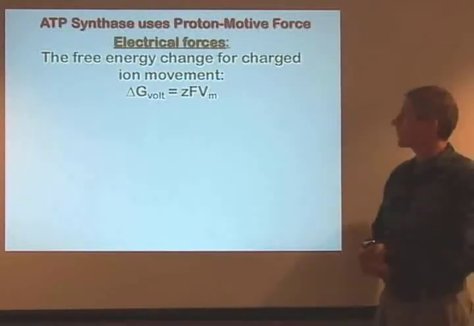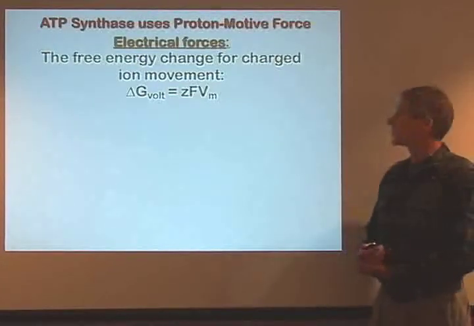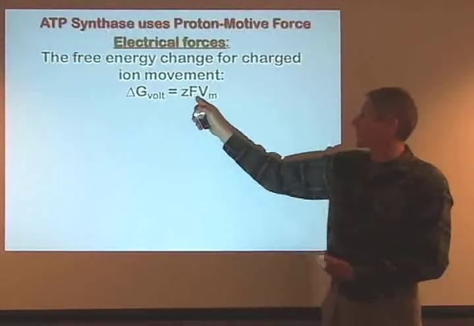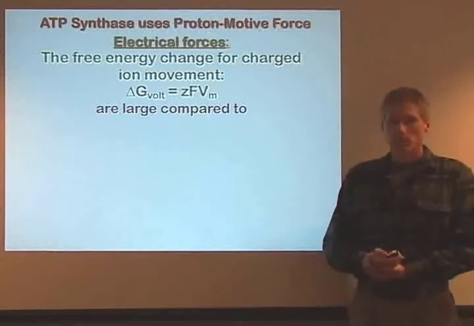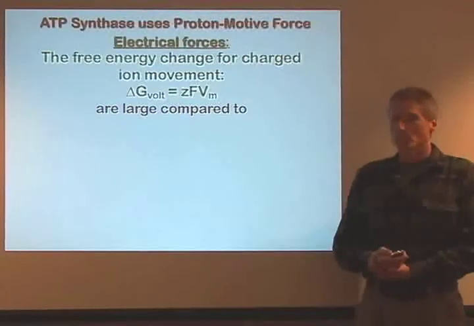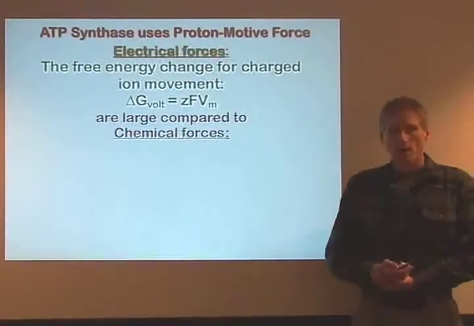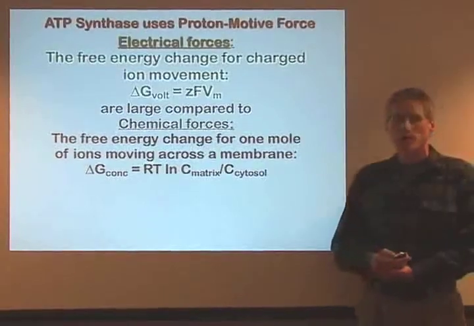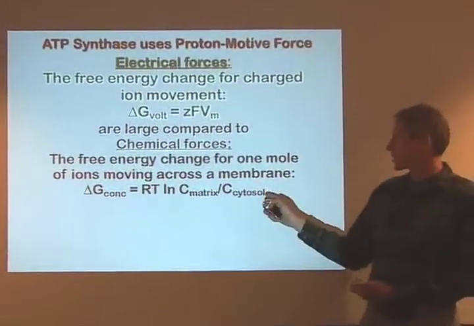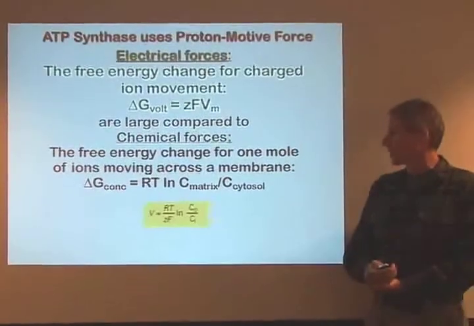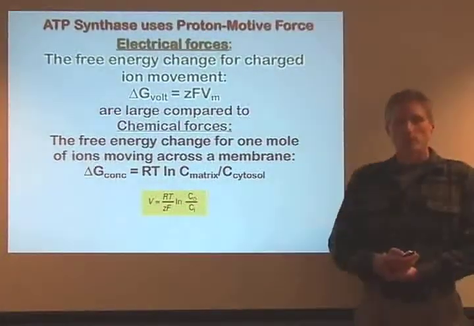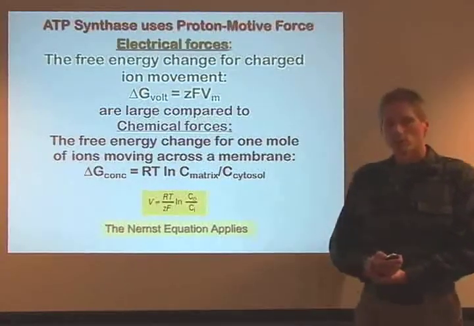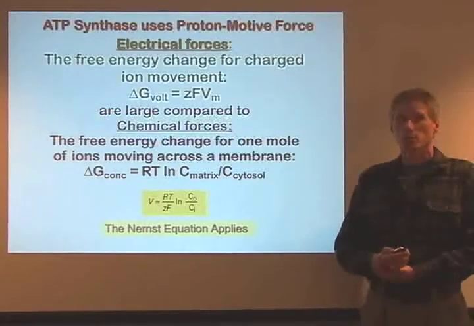And we've talked about this before when we talked about membrane transport. The free energy for moving a charge is given by this equation, where Z is the charge, F is the Faraday constant, and V is the membrane potential. The electrical forces are large compared to the chemical forces. That is the free energy change for 1 mole of ions moving across the membrane, described by this equation, which derives from the gas law. So for proton motive force, the Nernst equation applies. And that's very similar to the story when we're talking about how action potential works in nerve cells.